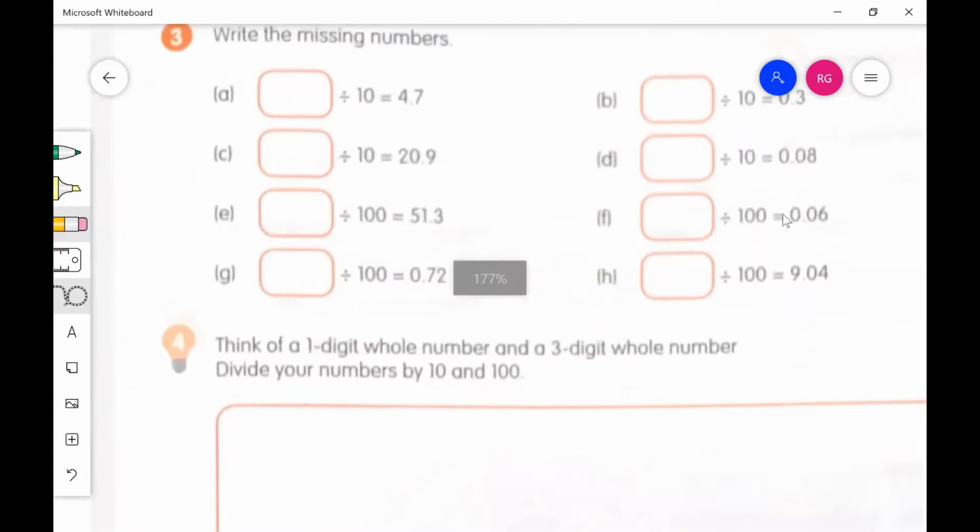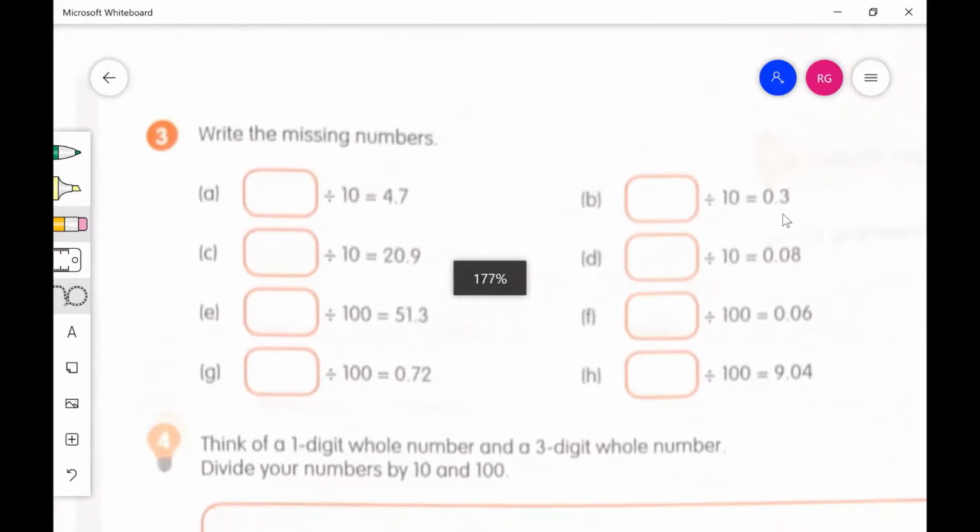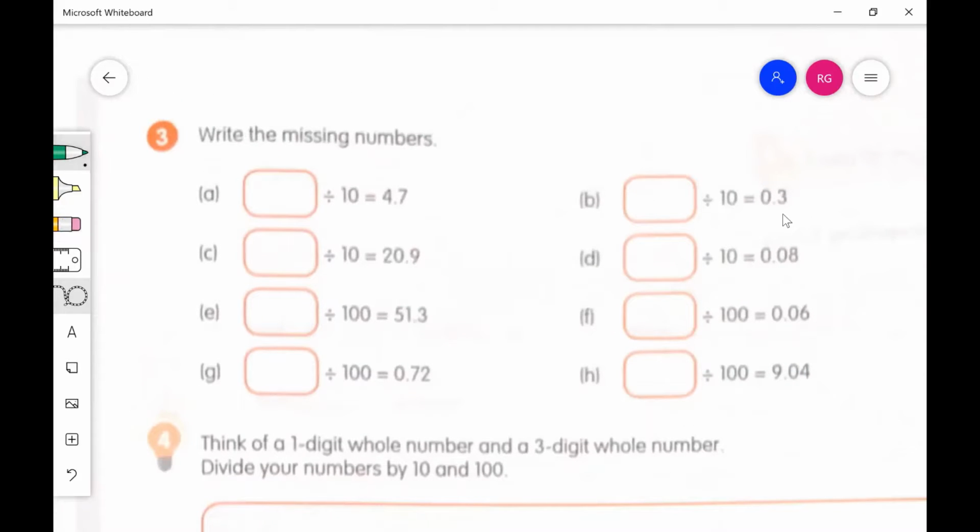All right, welcome everyone. We are on page 105 today, so make sure you have your books out to page 105 and we'll get started. Okay, the first question says, write the missing numbers.